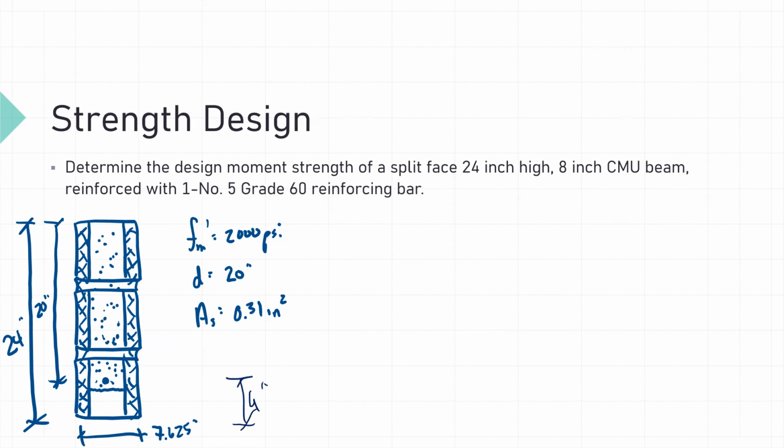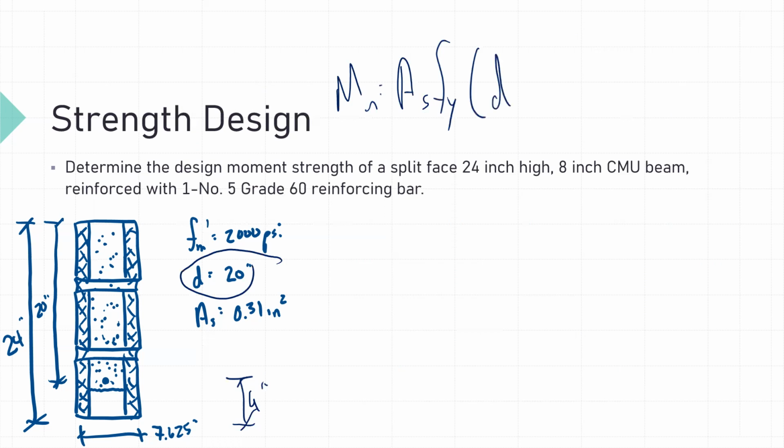And so our effective depth d would be our lintel height, 24 inches, minus 4 inches, so 20 inches. And so we'd have that here. So we have a 24-inch deep lintel, 8-inch block. We are reinforced with 1 number 5 bar. So the area of a number 5 bar is 0.31 inches squared. And so again, using what we already learned, our nominal moment capacity is going to equal our area of steel times our yield stress, multiplied by d, our effective depth, minus 1/2 times AsFy over 0.8 f'm times b. And in this case, we know all of those variables.